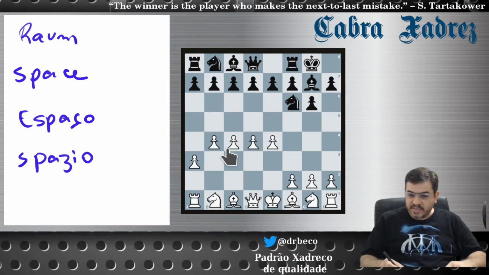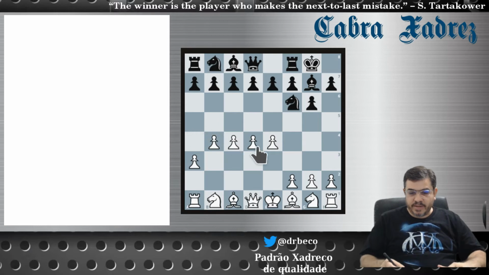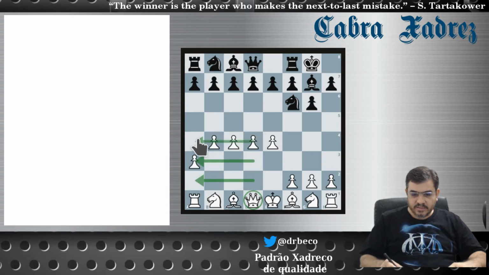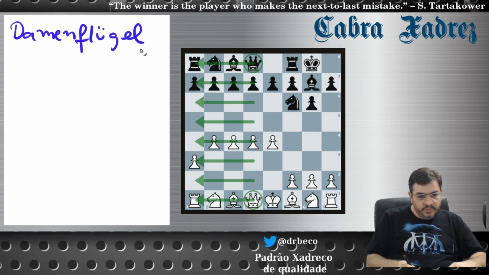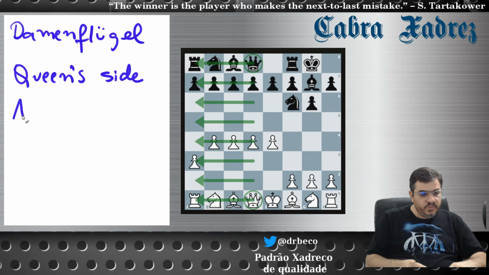It's very important in the center, but if you can gain space in any part of the board, that's also very good. Talking about parts of the board, from the queen, this side here, this is the queen side. So we say in German the Damenflügel. Damenflügel. This is the queen's side of the board. In Portuguese, we will say ala da dama.